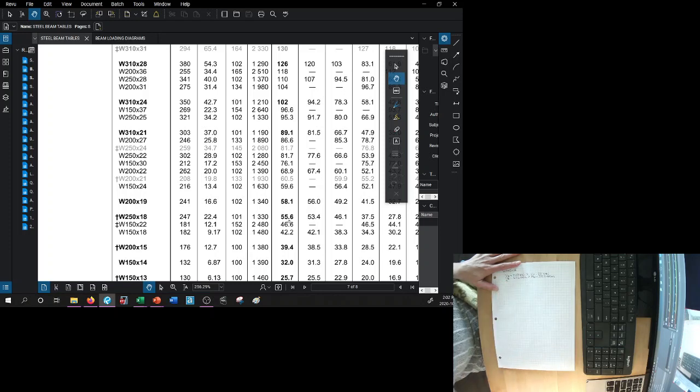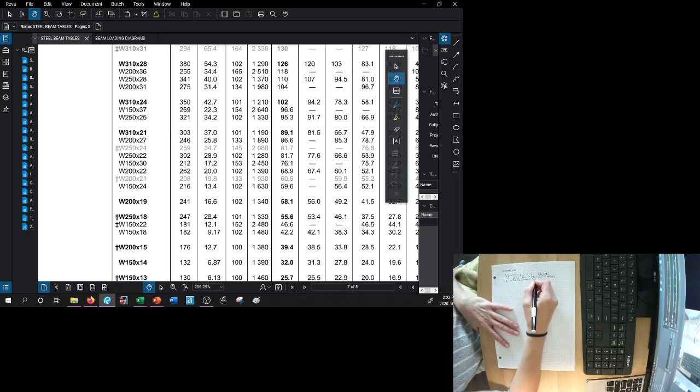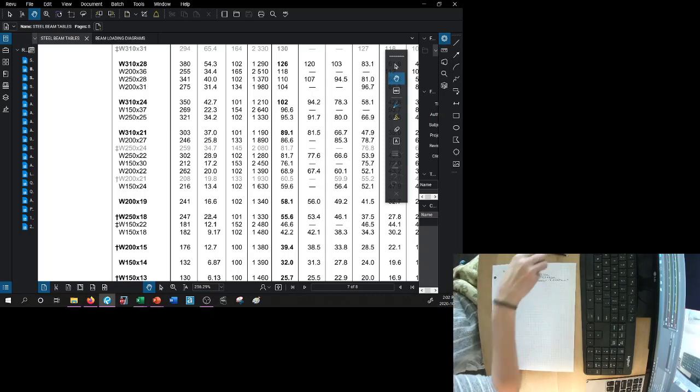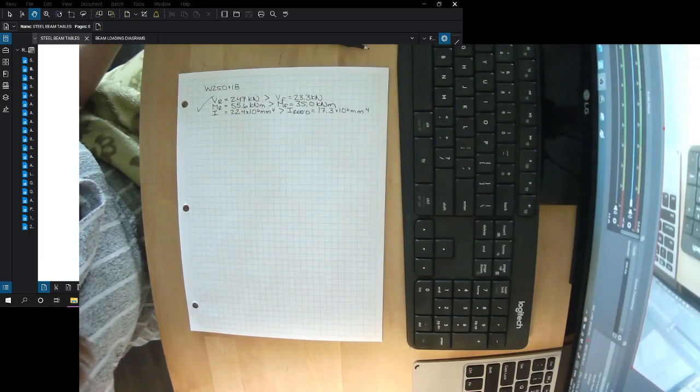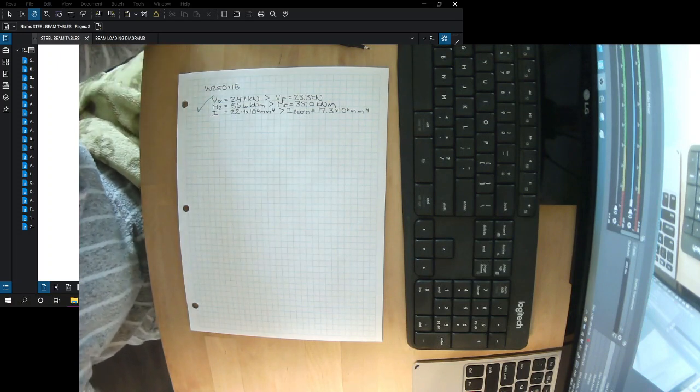And the actual I for a W250 by 18 is 22.4 times 10 to the 6 millimeters to the power of 4. And that is greater than our I required. And our I required was 17.3 times 10 to the 6 millimeters to the power of 4. That looks like this. Oh, sorry, guys. I was just rewriting all of those things. So it's the same thing we've already written a bunch of times.